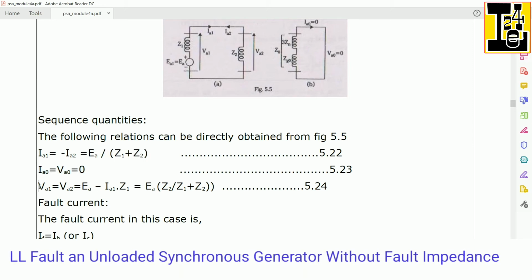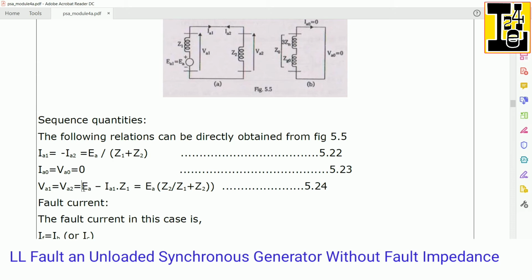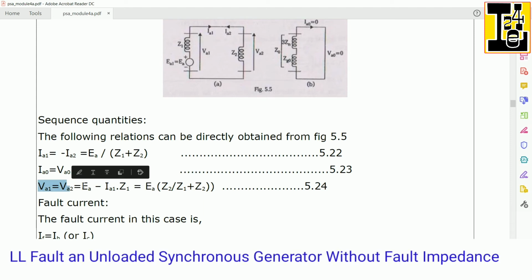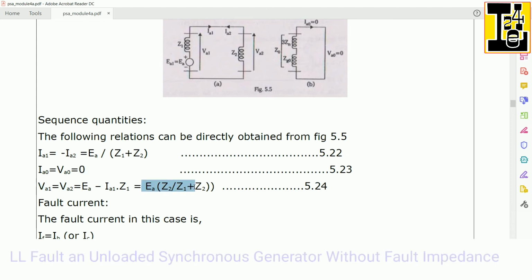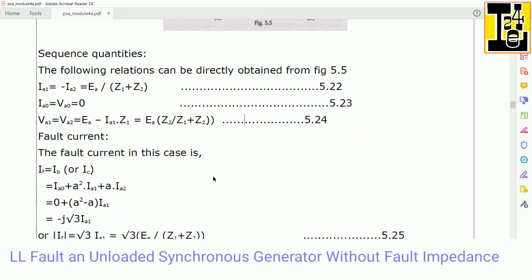The next 2 quantities, that are VA1 is equal to VA2, can be written as follows. By the system equation for VA1, that is EA minus IA1 Z1, substituting the expression for IA1 in this equation, we can write VA1 and VA2 are equal to EA into bracket Z2 divided by Z1 plus Z2. Finally, we will find the expression for the fault current.